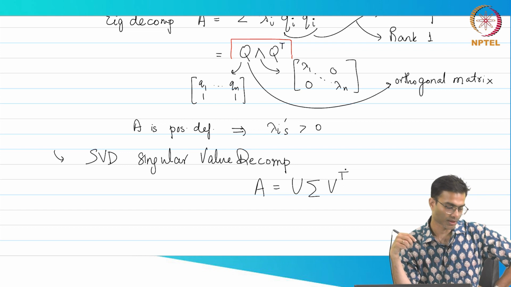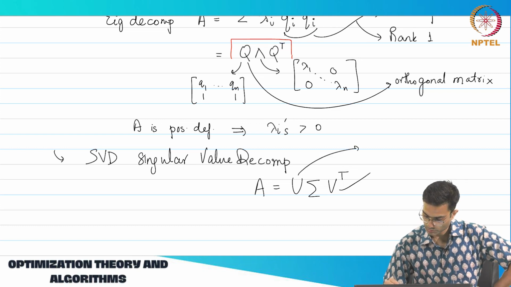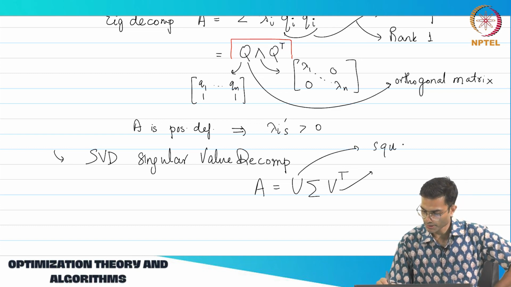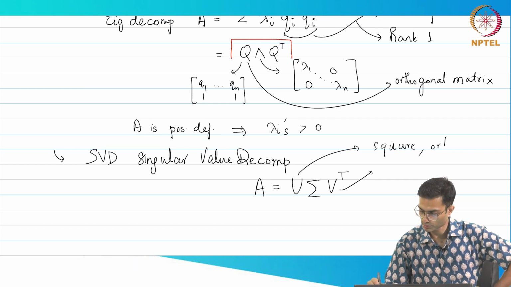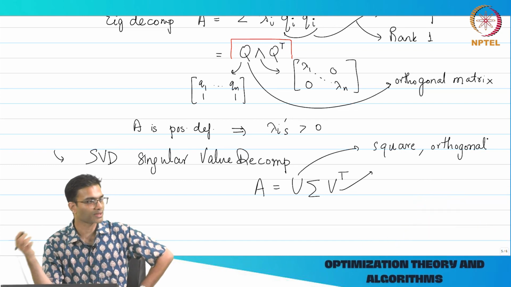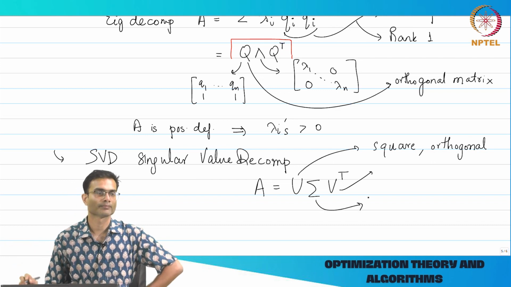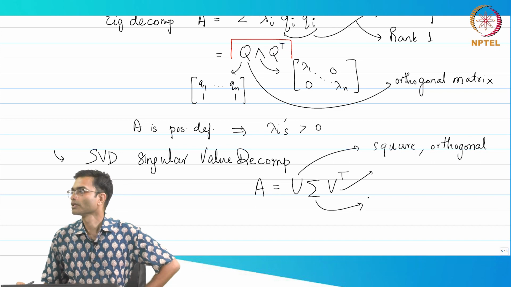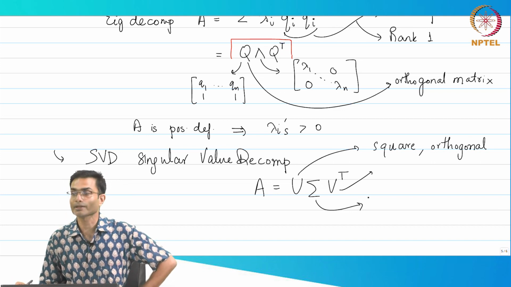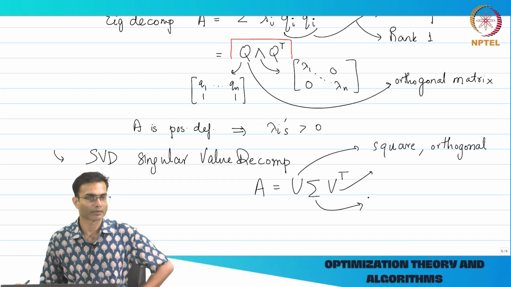And something special about U and V, they are square and orthogonal. People will refer to U and V as left singular vectors and right singular vectors. And what about this capital sigma? It has the singular values on the diagonal. It need not be square. In fact, if A is rectangular, sigma is going to be rectangular, right?